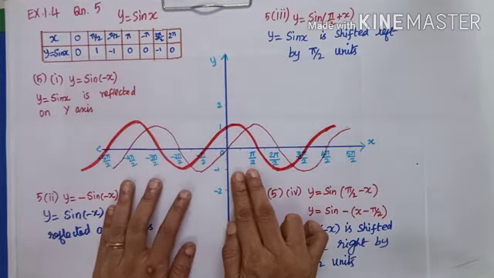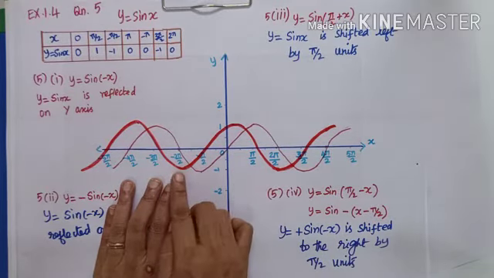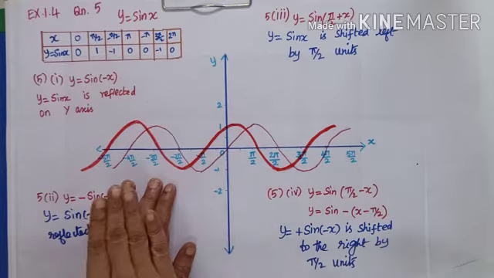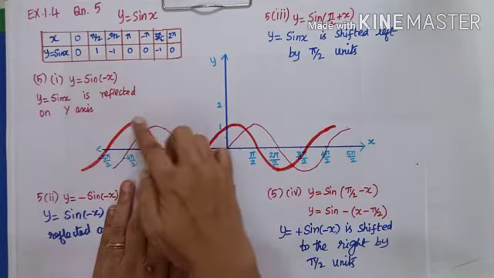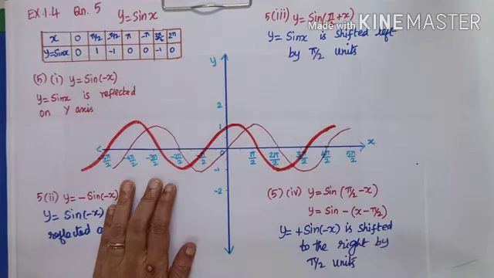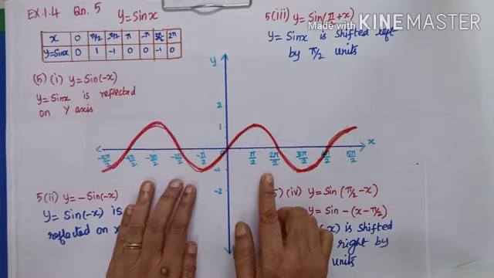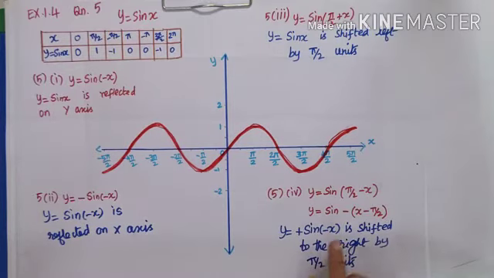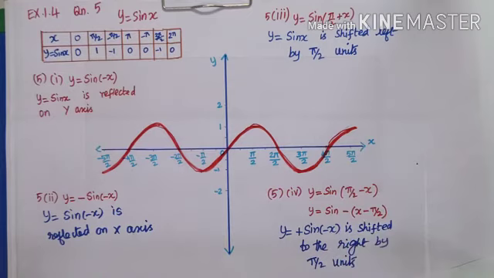So this is the diagram. Shift the original curve by pi by 2 units to the left. Plus pi by 2 tells me to the left. So the thick line again tells me sin of pi by 2 plus x. Now we have the original curve like this and we want sin of pi by 2 minus x.